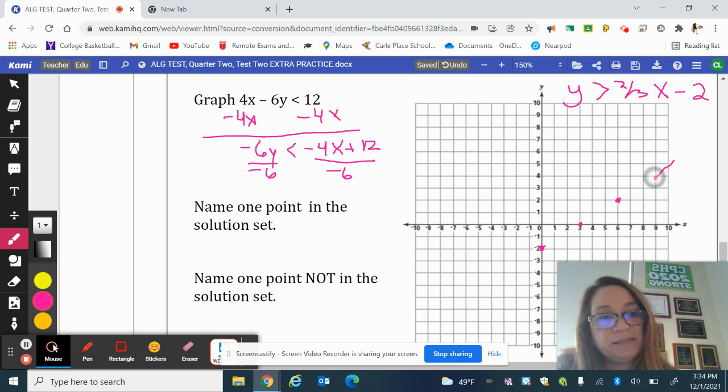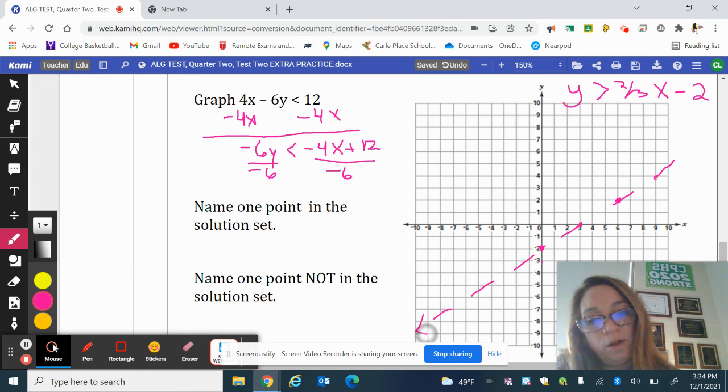All right, so this is going to be a dotted or a dashed line. And that's because there is no equal bar. And since it says greater than, I'm going to shade above.